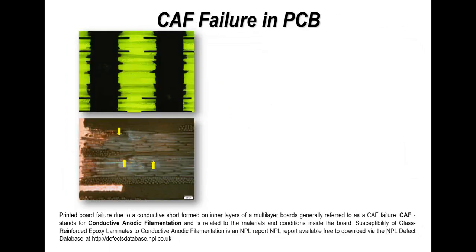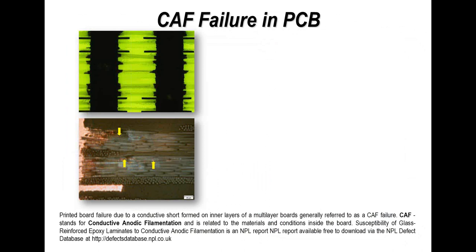Now, another failure mode that we are starting to see more evidence of, and we've done quite a lot of work on this at MPL, is CAF, which is conductive anodic filamentation, I call it. Other people call it a slightly different terminology, but I've always called it filamentation. And what we're getting is short circuits forming between adjacent through-hole plated wires or through holes, depending on the separation distance and the power and other aspects.